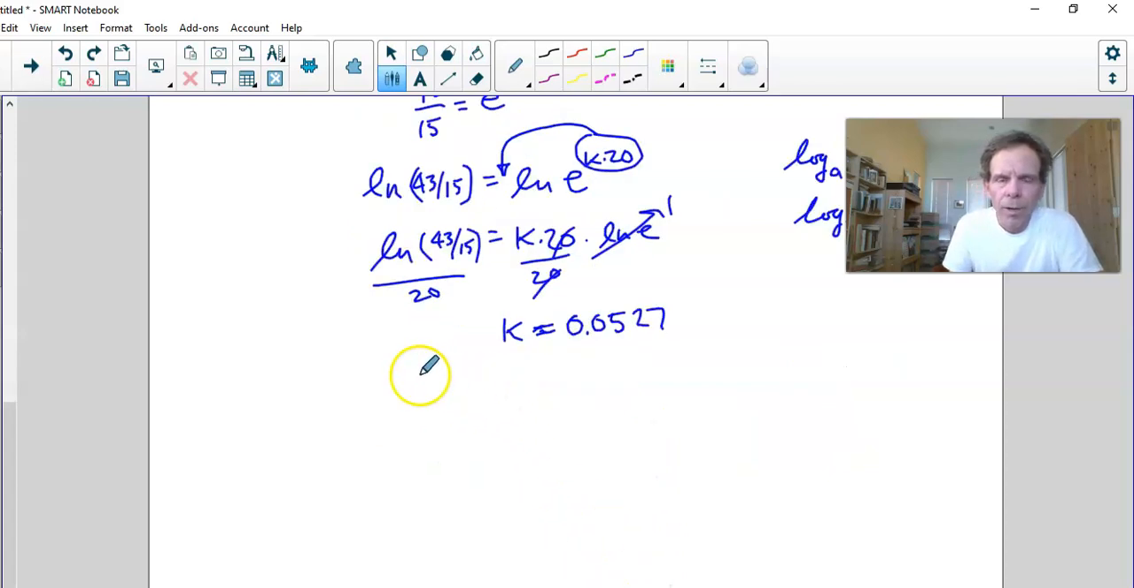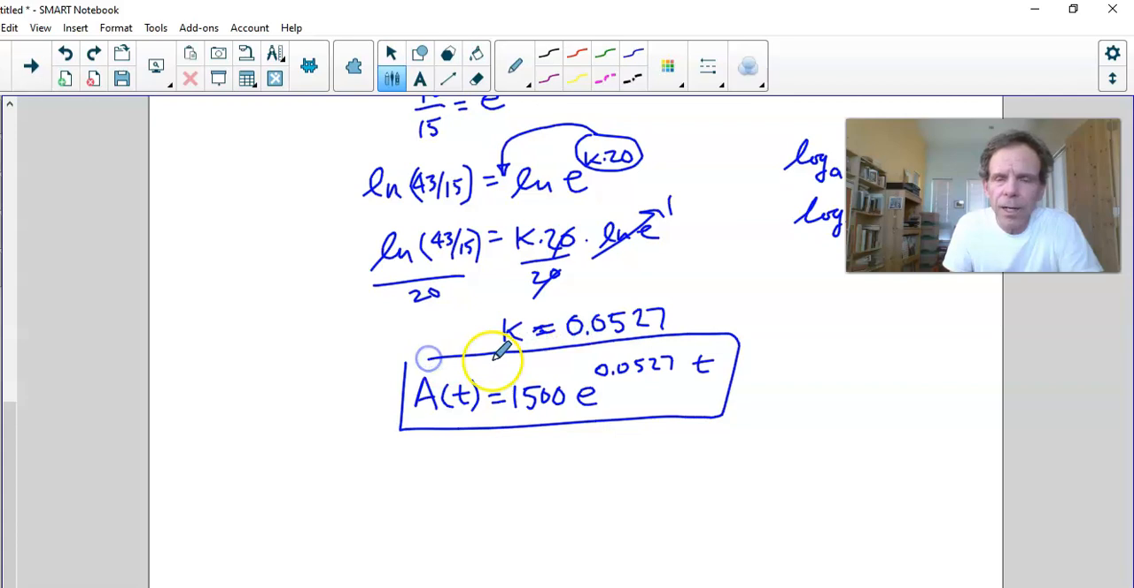Okay, well now we can express our population model. We know that the starting amount is 1,500, and we have e to the k, which is now 0.0527 times t. And with this equation, we can predict the population at any time we want. Now you have to be careful. If you go too far out in time, the model probably will break down and not really work very well. But if you don't go too far from the starting time, it should work okay. That is, if you have exponential growth.